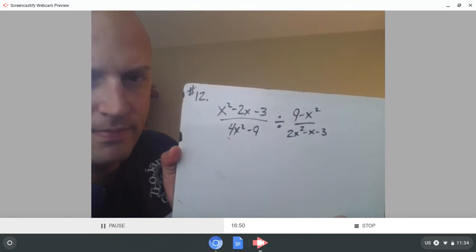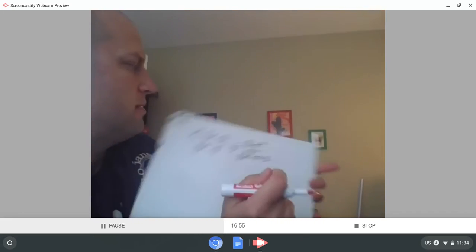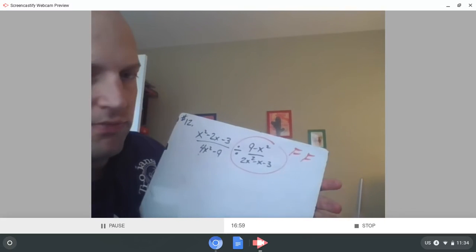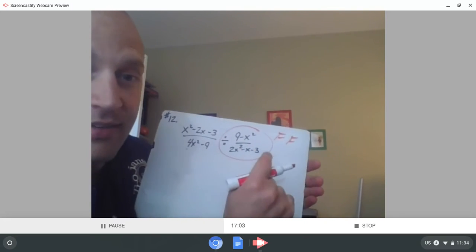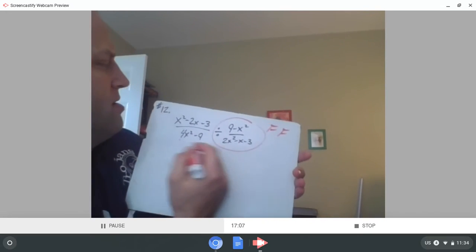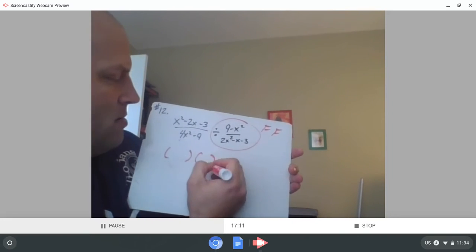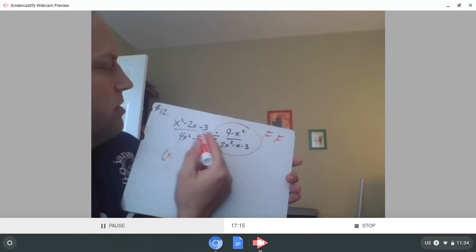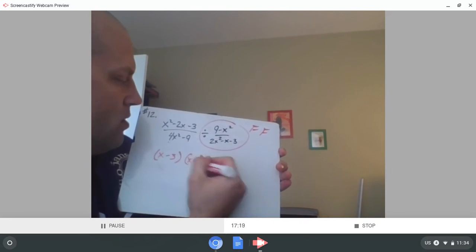Number 12. Oh, doctor. Not too bad. Okay. Again, FF, flip and factor. Factor this one. Flip and factor. There we go. So this one stays the same, but I'm going to factor. Okay. X and x. Factors of negative 3 that add up to negative 2, I got as negative 3 and plus 1.